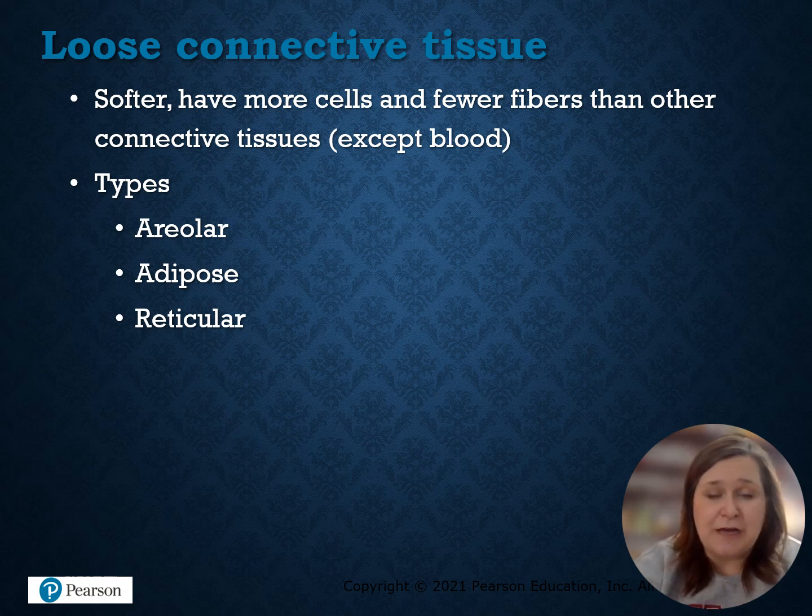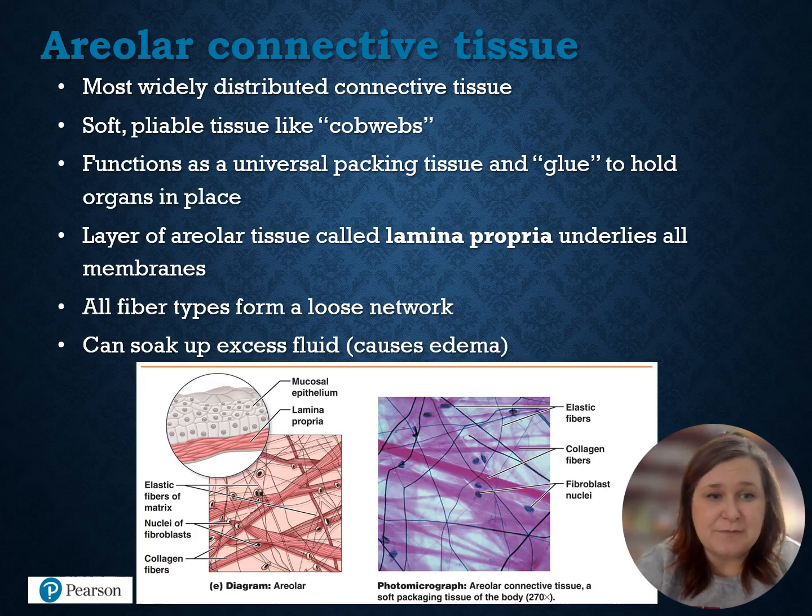These are going to be soft. They're going to have more cells and fewer fibers than other connective tissues except for blood. This is going to be things like our areolar tissue, our adipose tissue, and our reticular tissue.